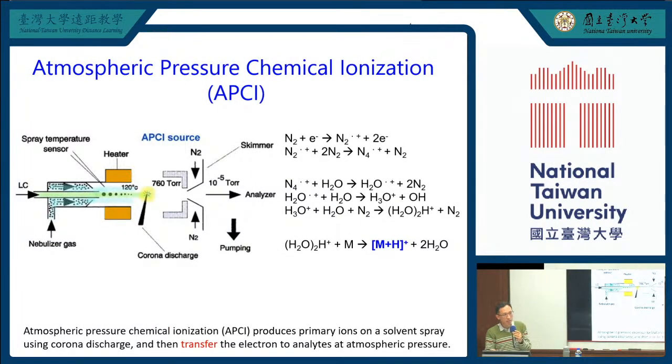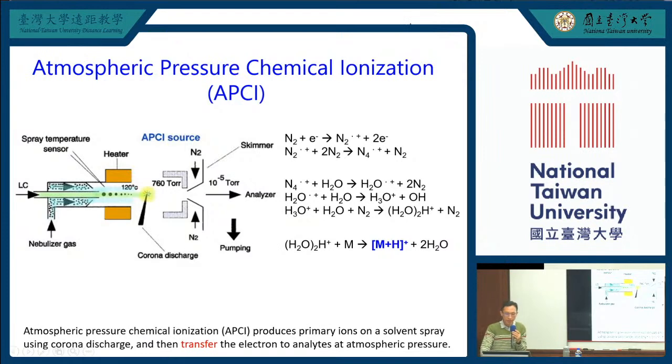It's not good because EI and CI are used in the gas phase, so of course with gas chromatography. That's not good because many compounds are not volatile and will dissolve in water. So we like to use liquid chromatography, so we use APCI. We just change CI into atmospheric pressure. APCI produces primary ions from the solvent spray using corona discharge, and then again transfers the charge to the analyte.